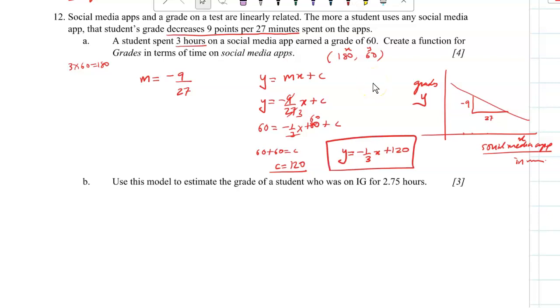So you substitute your x as how much? 2.75 hours. So what will you do? 2.75 into 60, we'll convert that into minutes. So 165 minutes. So y is equal to minus 1/3 into 165 plus 120. So minus 55 plus 120. 65. Yeah, 65.